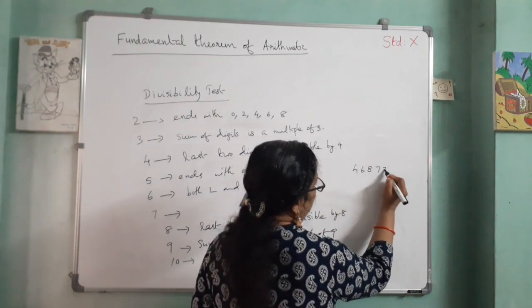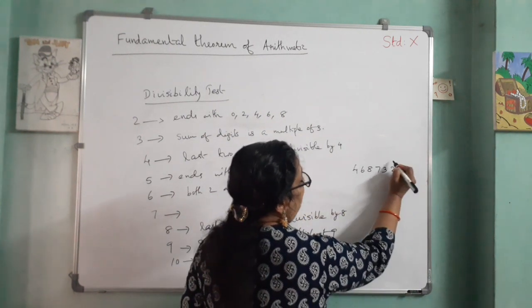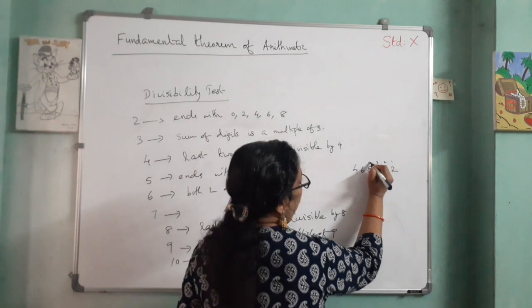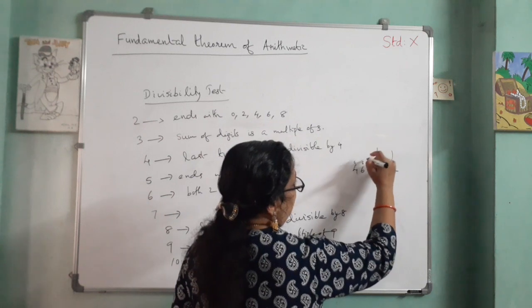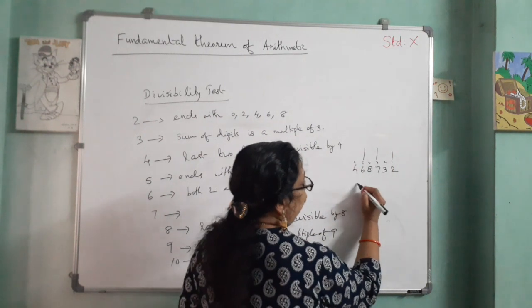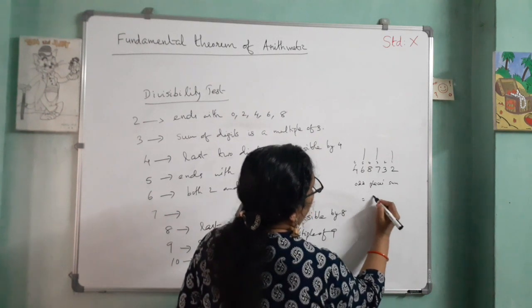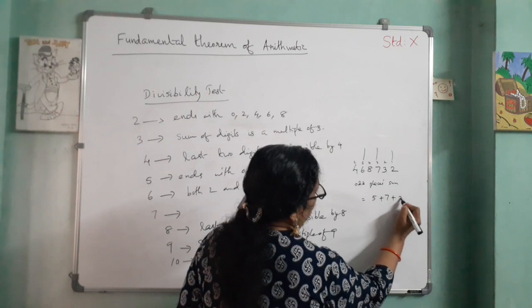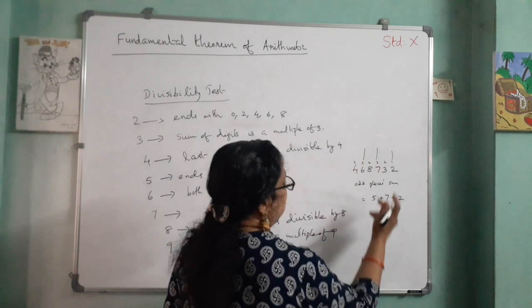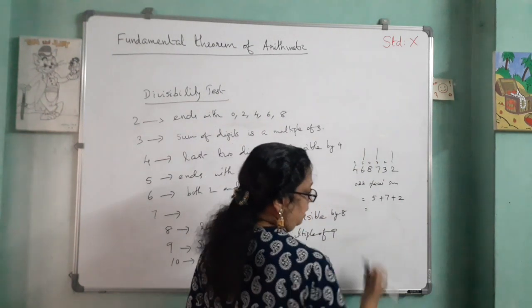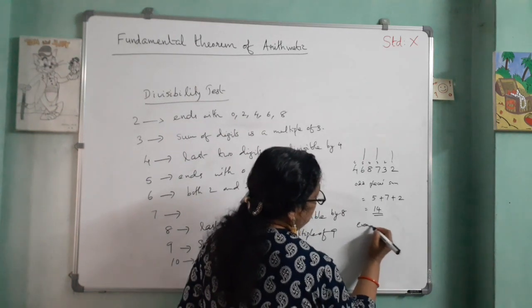4, 6, 8, 7, 3, 2. First we write this number, then from right to left we count the places 1, 2, 3, 4, 5, 6. These are odd places. Then the odd places sum: first place 2, third place 7, fifth place 6. So we add: 2 plus 7 is 9, plus 6 is 15... Then we add the even places sum.